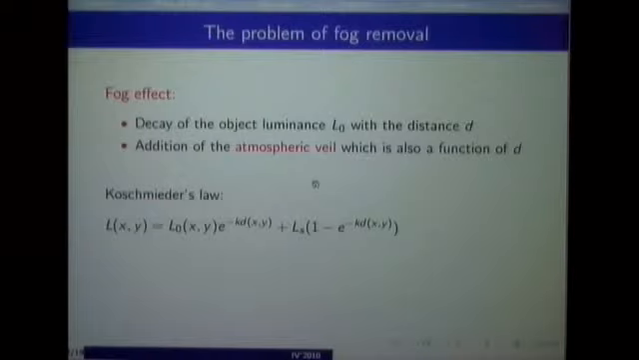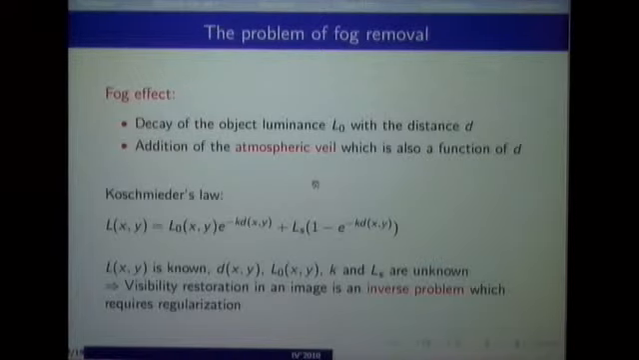These two effects are summarized in the Koschmieder law, which gives the relation between the observed luminance, L, the true luminance of the object, L0, the distance, and the extinction parameter, K. There is an extra parameter, which is LS, the color of the sky.